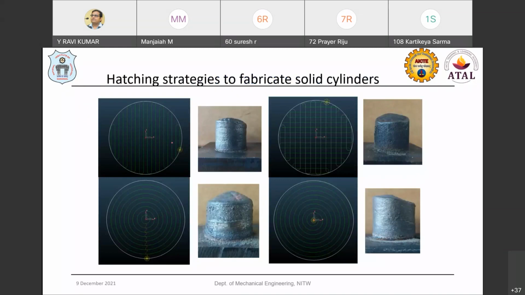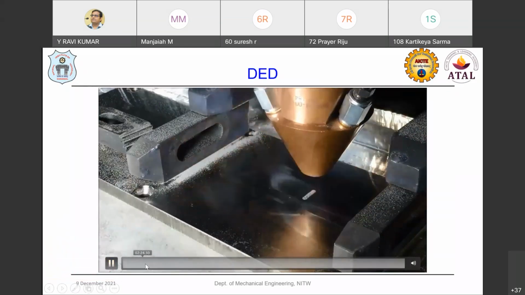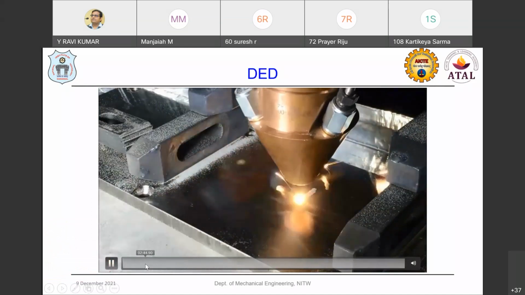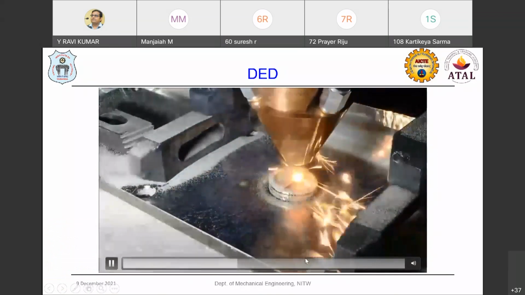If you're using linear or linear bidirectional strategy, we are having these kind of geometrical defects in the surface. Even with the spiral or concentric, using these kind of strategies, surface and geometrical defects will be there. But to address those things, you can see the strategies here. This is the linear strategy, which we are using to make the solid cylindrical component, and this is how the components are manufactured.